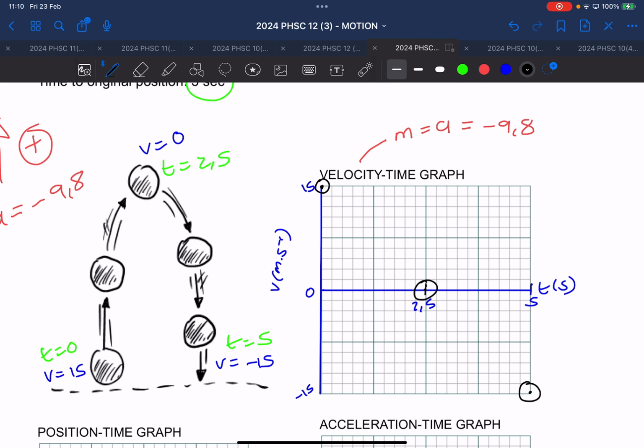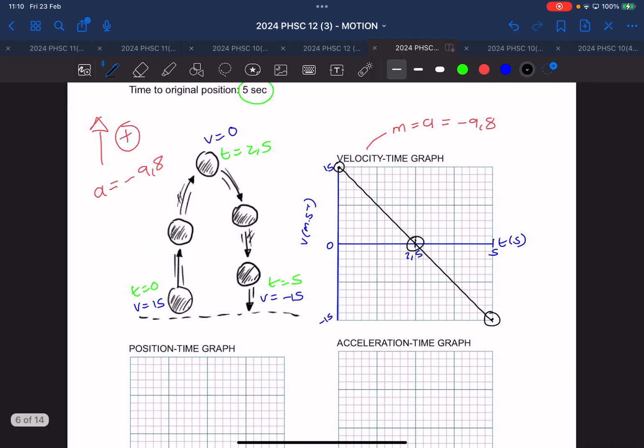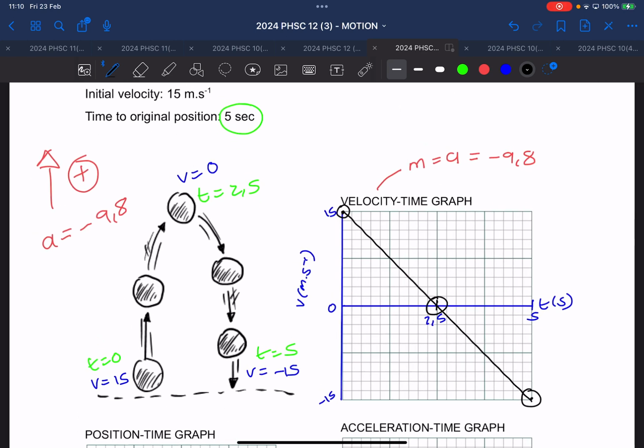How do I know it should be a straight line? It's negative, so it goes like this. And it's constantly 9.8, so it's not curvy, it doesn't change. Now, a question that they love to ask, but we've answered this question, is after you've drawn the graph, they'll ask, what does the gradient of this graph represent? Gravitational acceleration, 9.8 meters per second squared.